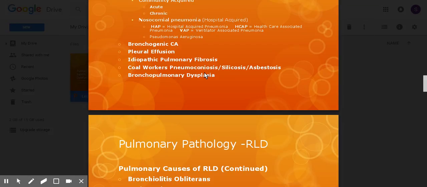Not to be brushed off, the term simple simply means that it's a less severe state of the disease. It is still a disease state with complications and limited lung function. We're going to see some slides here in a minute looking at asbestosis and coal workers' pneumoconiosis.